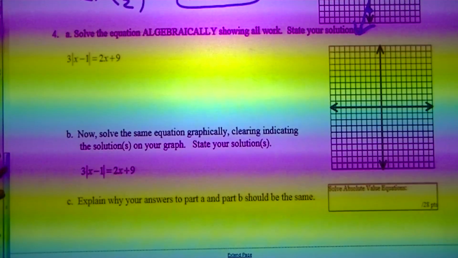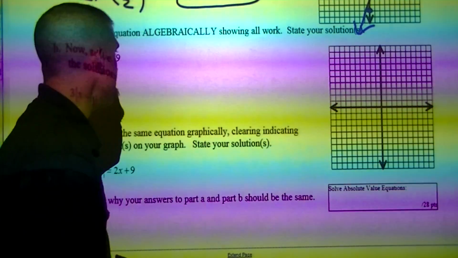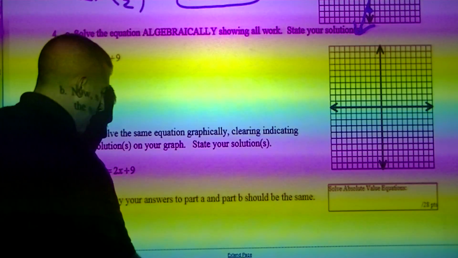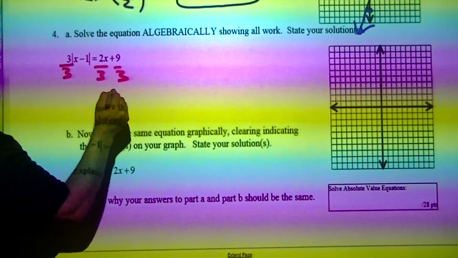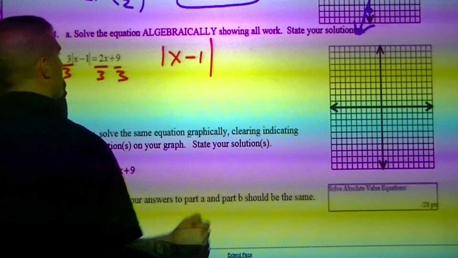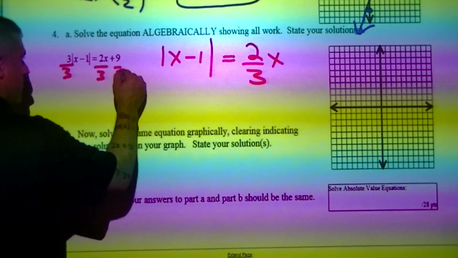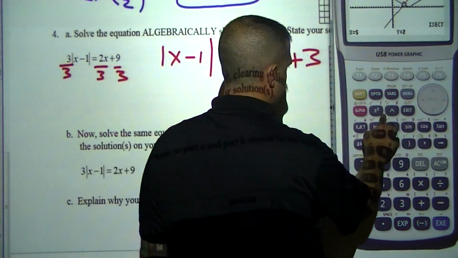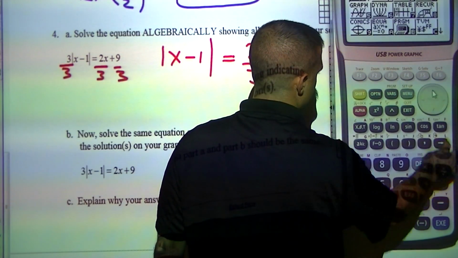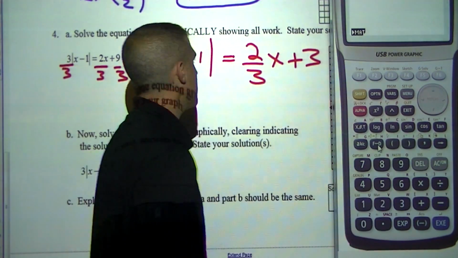All right, this question asks us to solve algebraically. I'm going to solve it graphically. Okay, what you need to do is isolate here. So I'm going to get this 3 away by dividing both sides by 3. So what I'm left with is the absolute value of x minus 1 equals 2/3 x plus 3. Okay, from a calculator standpoint, if you do 2 divided by 3, f to d, it turns that into 2/3.